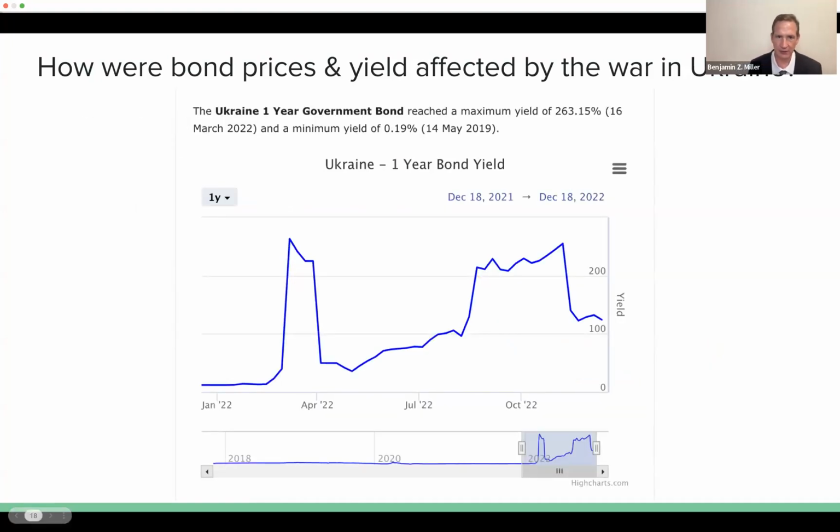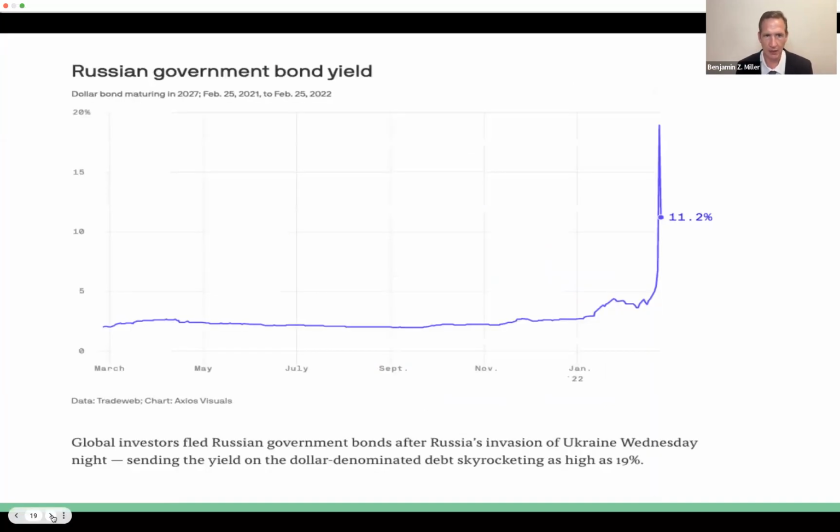But if we look at the 1-year Ukraine bond yield, we can see here that here's February 24th, the yield went up. And the only reason I'm showing you this is that there's an inverse relationship there. So what about the Russian government bond yield?